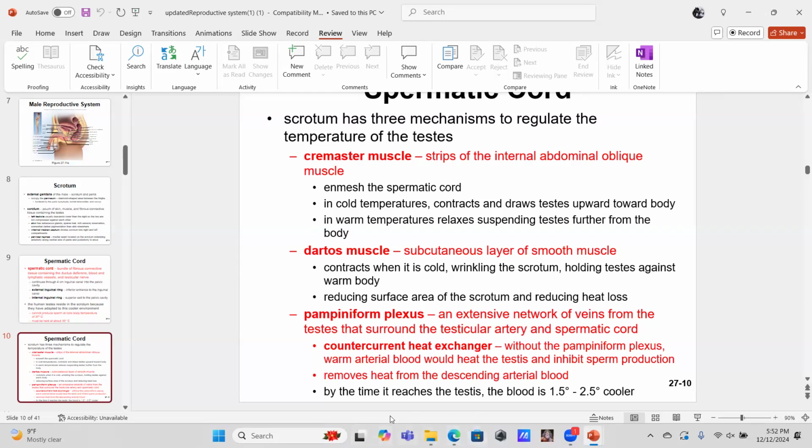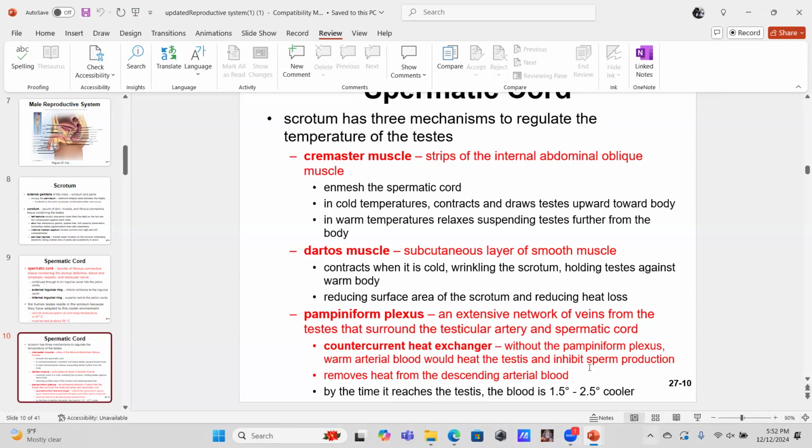Now, on a cold day like it is outside right now, the cremaster muscle contracts and it allows the testes to move up closer to the abdominal cavity. So then the heat will allow the testes to not be so cold that they can't produce viable sperm. Remember, cool, not cold.